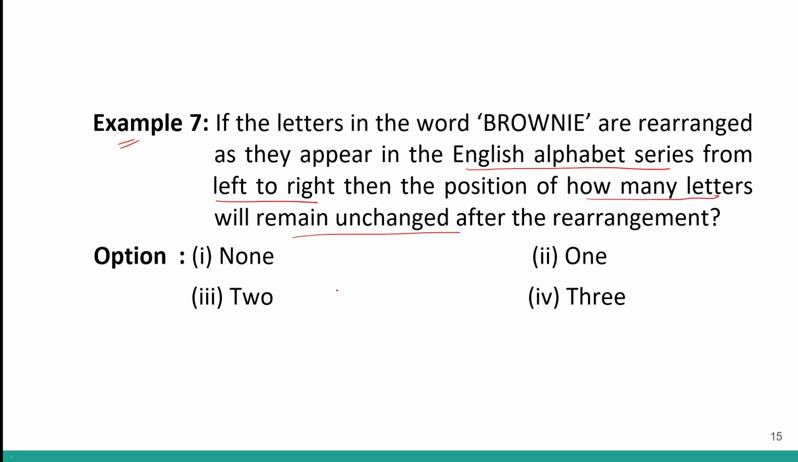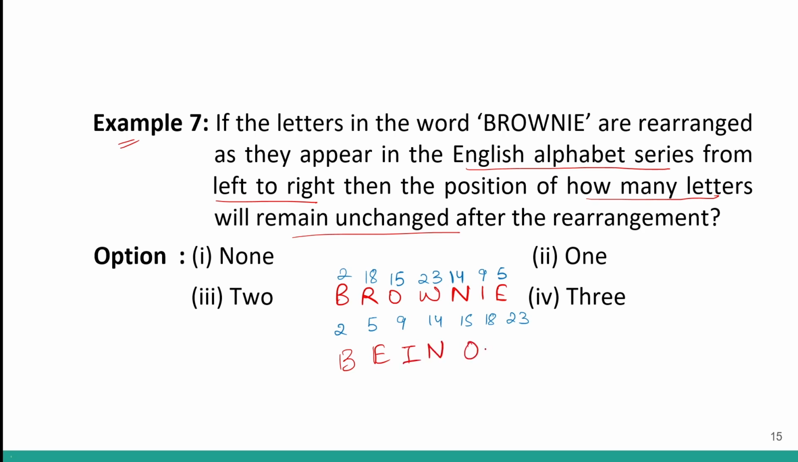So similar thing. So brownie, now I'll give them forward ranks. B is 2, R is 18, O is 15, W is 23, N is 14, I is 9 and E is 5. So if I have to arrange them in alphabetical order, that means 2, then 5, then 9, then 14, 15, 18 and 23, which is B, then E, then I, then N, then O, then R, and then W, right?